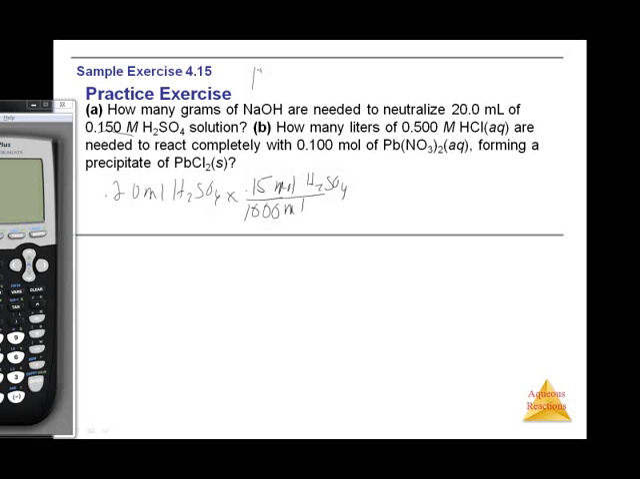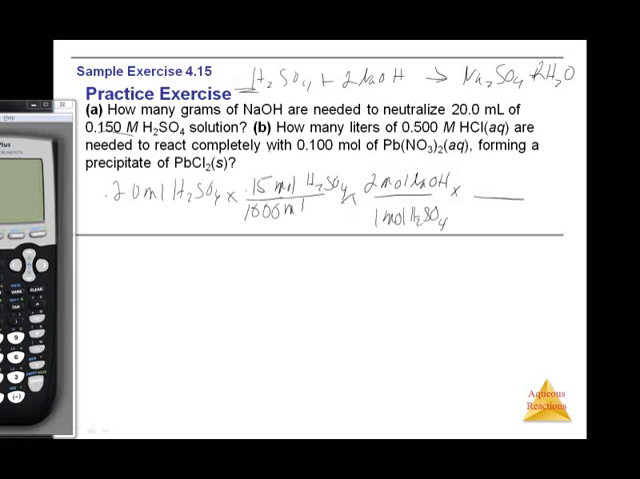So H2SO4 plus sodium hydroxide is going to give me sodium sulfate and water. So I'm going to need 2 of these, and I get 2 of these, right? So based on that, for every 1 mole of H2SO4, I need 2 moles of sodium hydroxide, right? And I want to know grams of sodium hydroxide.